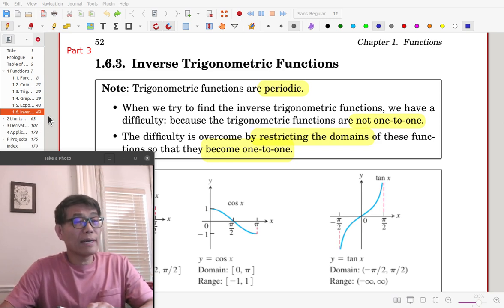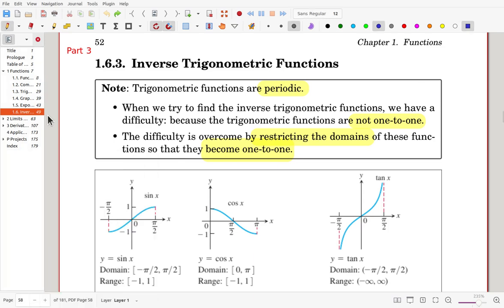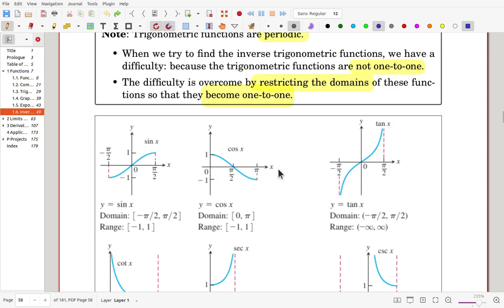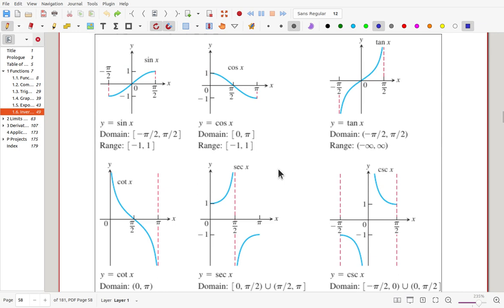Trigonometric functions are periodic, so they are not one-to-one. However, if we restrict their domains, then they'll become one-to-one. So we can define their inverses. Let's see these figures.